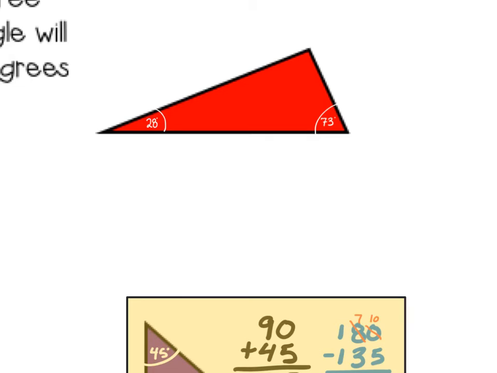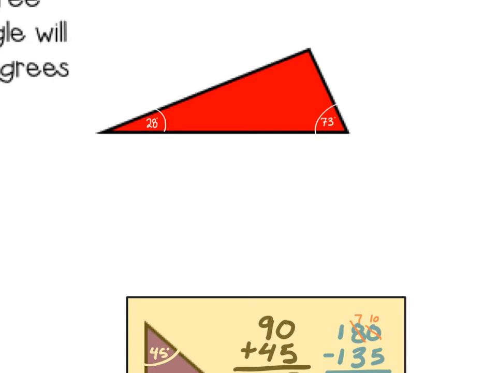And we know that this is a scalene triangle because all these sides are different. We're not sure yet whether it's a right triangle, or an obtuse or an acute triangle. And we'll figure that out by doing the same strategy that we did a moment ago. Let's start off by adding these two angles together. We've got 28 and 73.